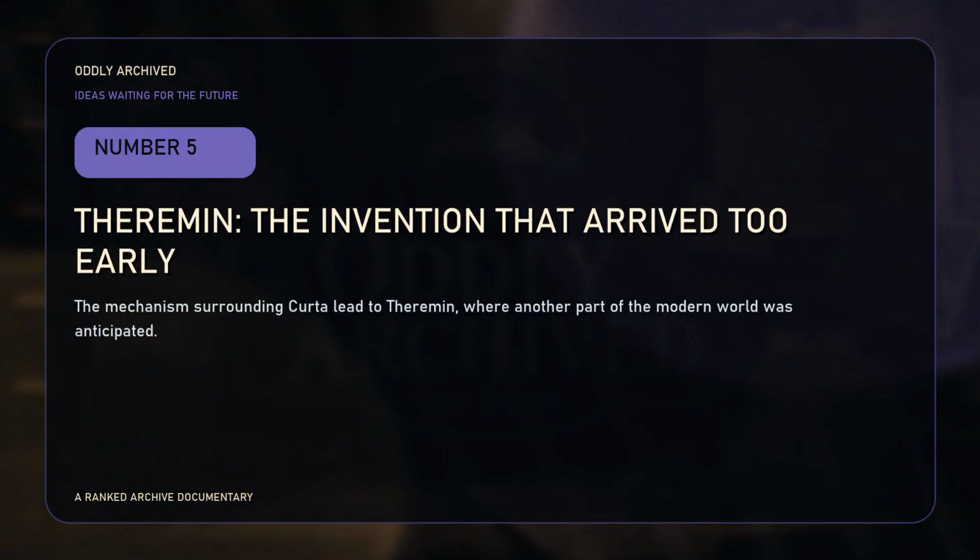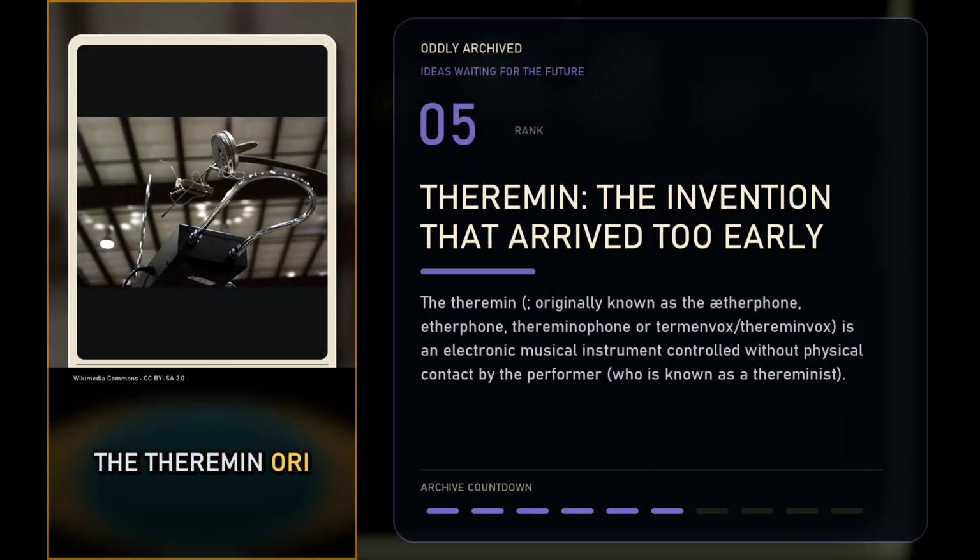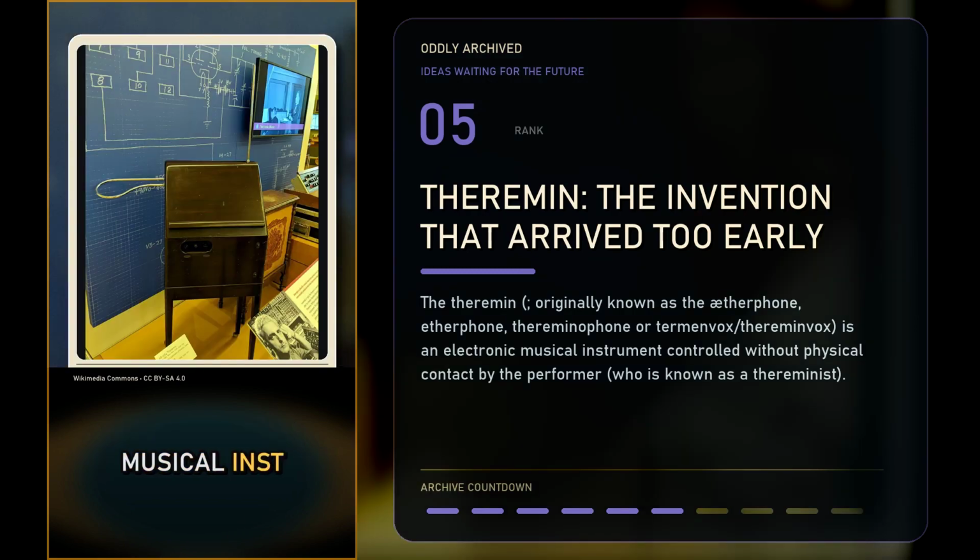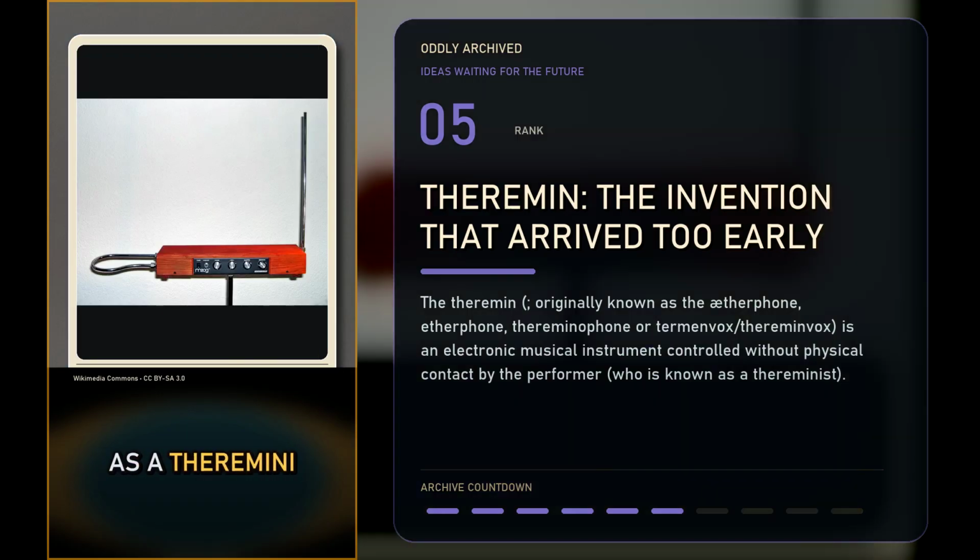At number 5, the Theremin, the invention that arrived too early. The theremin, originally known as the etherphone, thereminophone, or thereminvox, is an electronic musical instrument controlled without physical contact by the performer, who is known as a thereminist.